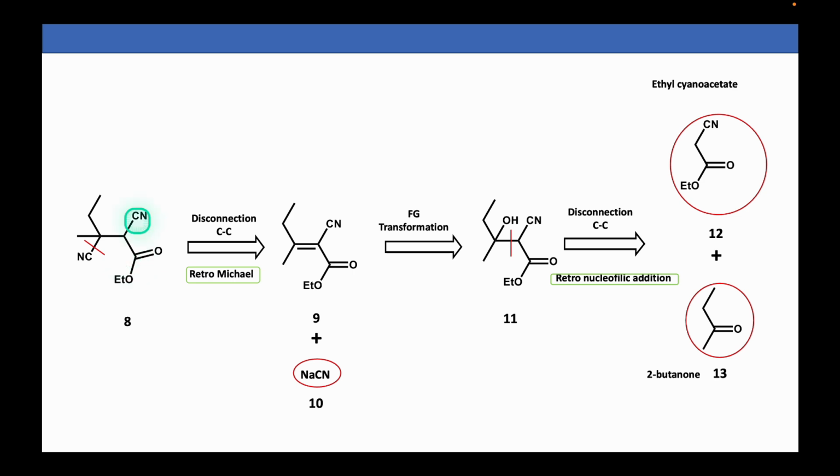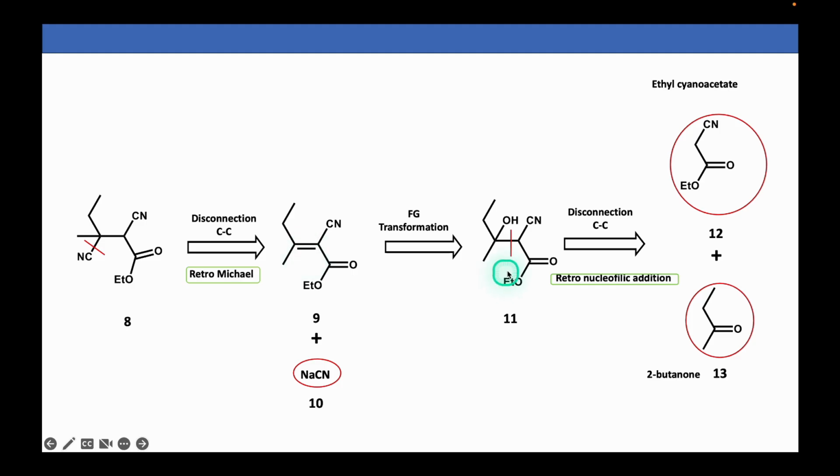cyano group. This structural feature suggests a carbon-carbon disconnection based on a Michael addition and forms the unsaturated cyanoacetate 9 and sodium cyanide as raw material. The double bond in 9 can be generated by the elimination of the hydroxyl in 11.